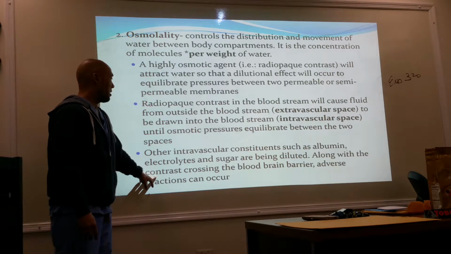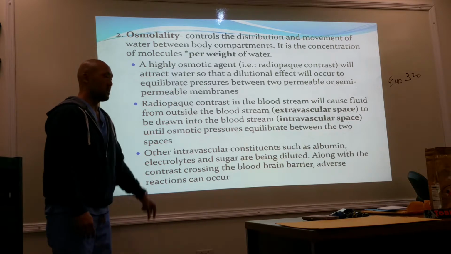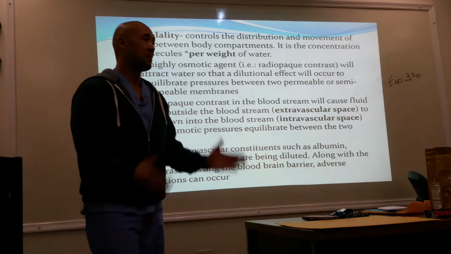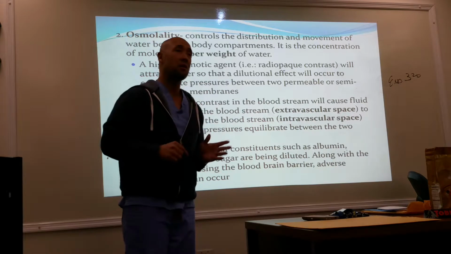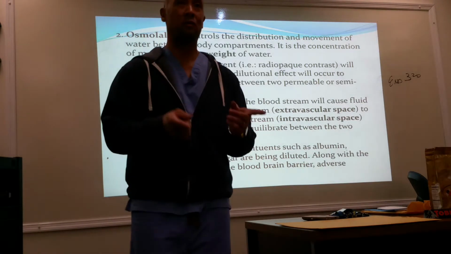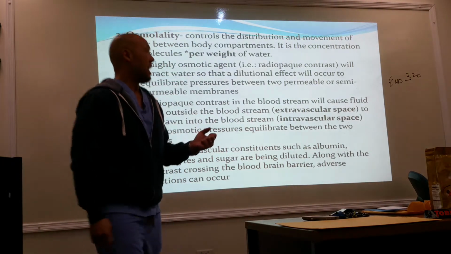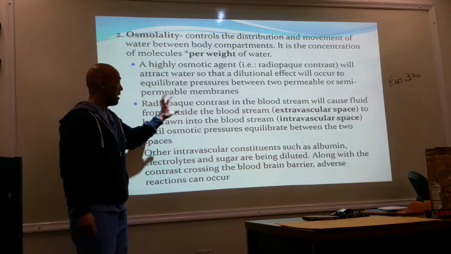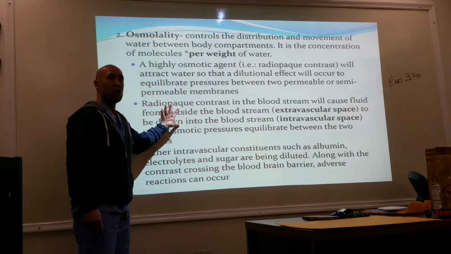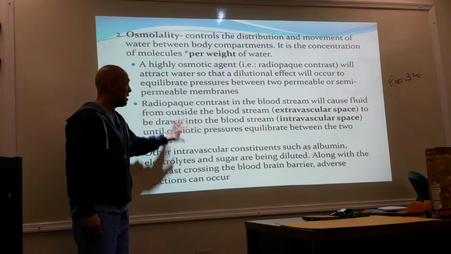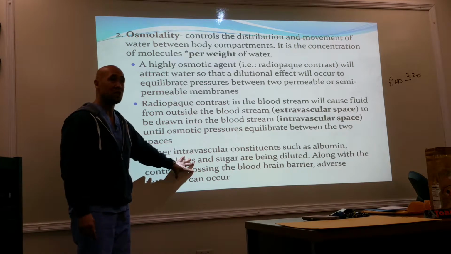Along with contrast crossing the blood-brain barrier, adverse reactions can occur. The blood-brain barrier is simply that. It's a barrier between your blood vessels and your brain and your spinal cord. And anytime you introduce radiopaque contrast, such as iodine, you are breaking down the barrier, allowing these other constituents to enter the brain and can cause neurological issues.